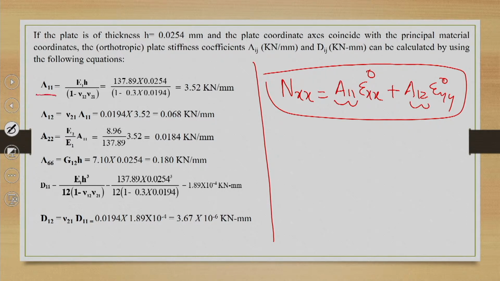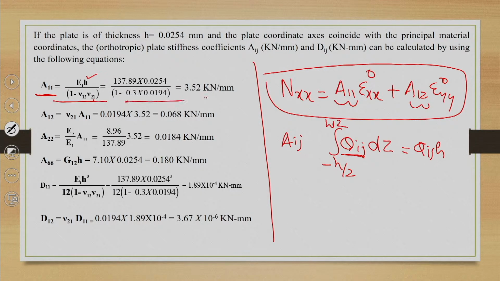So, A11, by definition, is the integral of Qij dz from minus h by 2 to plus h by 2, where Qij is a constant. So, basically Qij into h will be Aij. Here i, j goes from 1 to 2. So, A11 will be nothing but E by 1 minus mu square into thickness of that plate. So, we can evaluate A11.